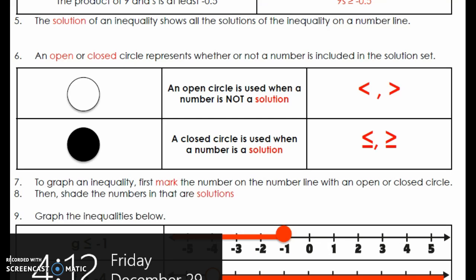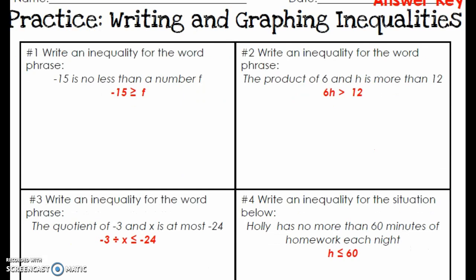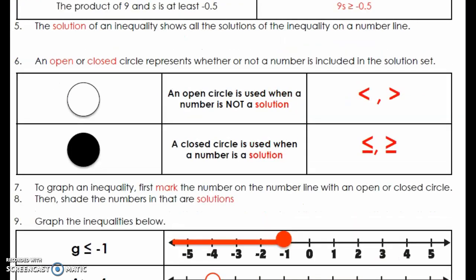I'm going to scooch this down a little bit. To graph the inequality, first mark the number on the number line with an open or closed circle. Then shade in all the numbers that are the solutions. Again, you did this last year, so it should be coming back to you. So for this first problem, it says graph the inequalities below.